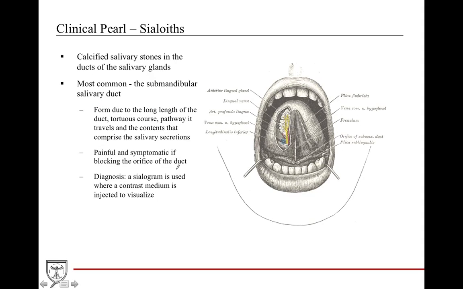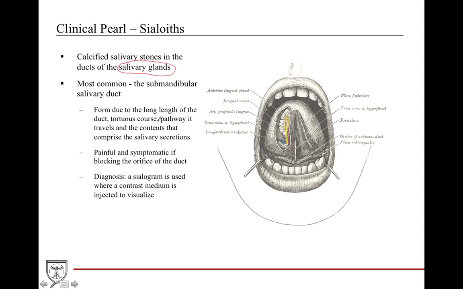Then you can also get sialoliths. These are just little stones that can exist in the salivary glands. They're just little stones that deposit in the ducts, and you just have to try to either keep your fluid hydration up, or sometimes even go in and remove these little stones.